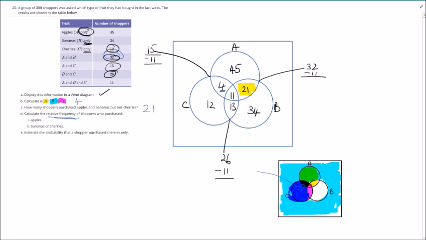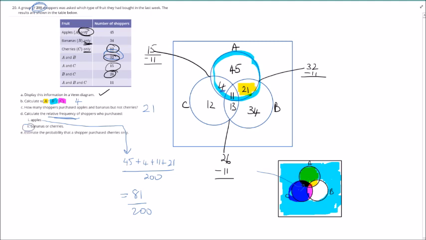Relative frequency. So that's the same as probability for A. For apples, apples means everything in here. So for apples, the answer would be 45 plus 4 plus 11 plus 21 over the total. What is the total? 200 from the story up here. So what's that? 45 plus 4 plus 11 plus 21. It is 81 over 200. Can we simplify it? No.